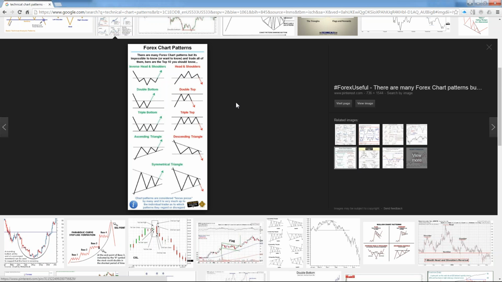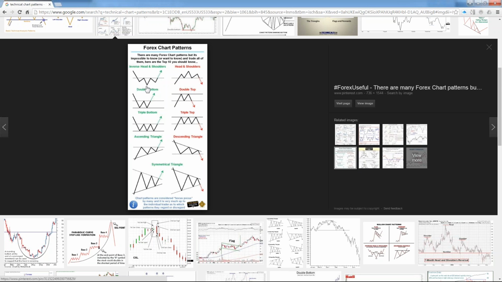So saying all that, these are the patterns. These are some of the most commonly used patterns, even though he calls them the Forex chart patterns. These are the patterns which we see all the time. Inverse head and shoulders, very simple. You see that right there: left shoulder, right shoulder, head. It shows up all the time.